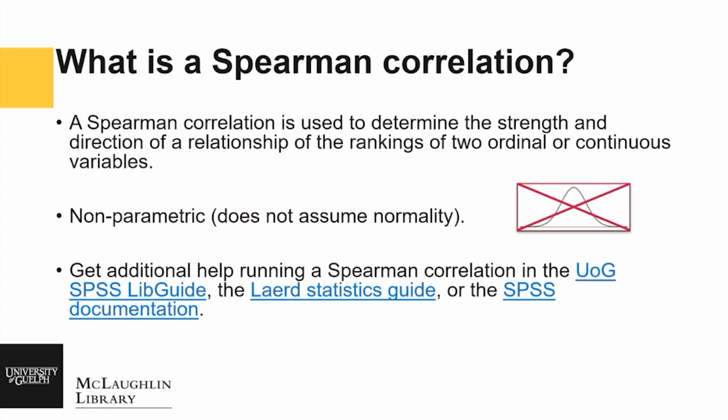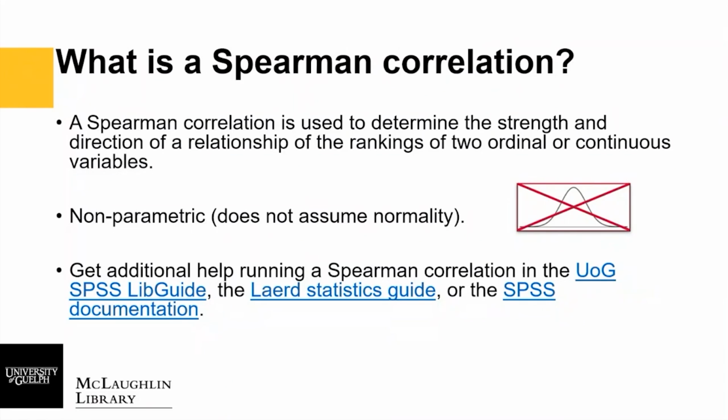So what is a Spearman correlation? A Spearman correlation is used to determine the strength and direction of a relationship of the rankings of two ordinal or continuous variables. It's a bit more of a mouthful. We've got different things going on. You can use ordinal data or continuous data.